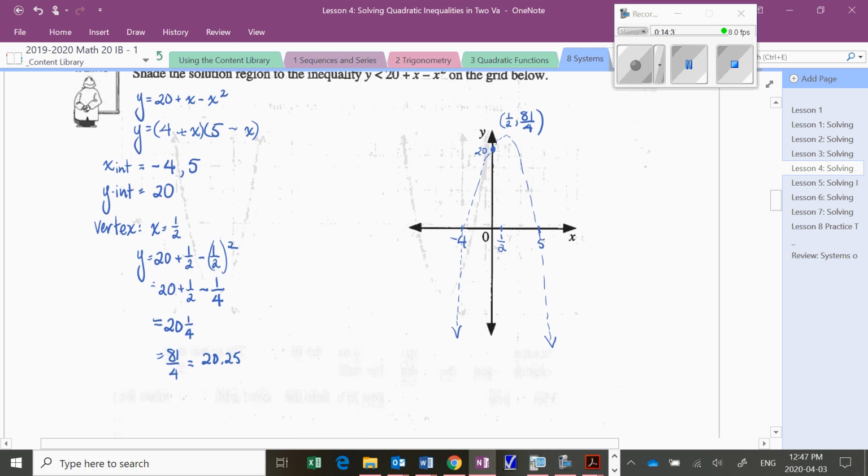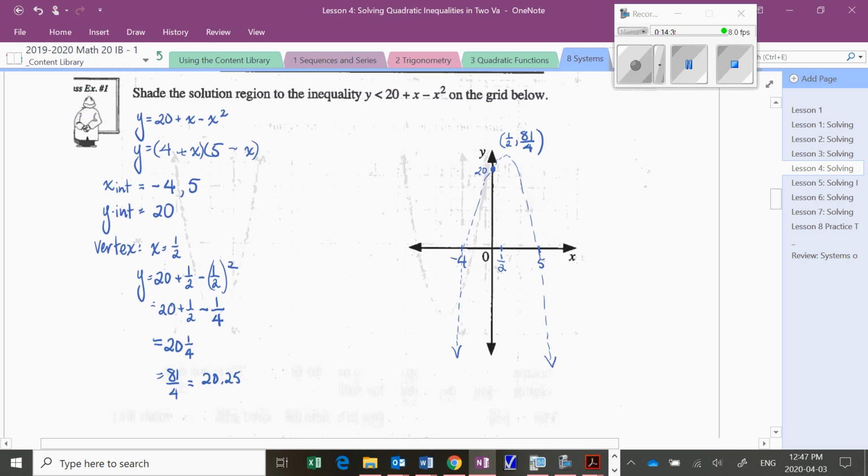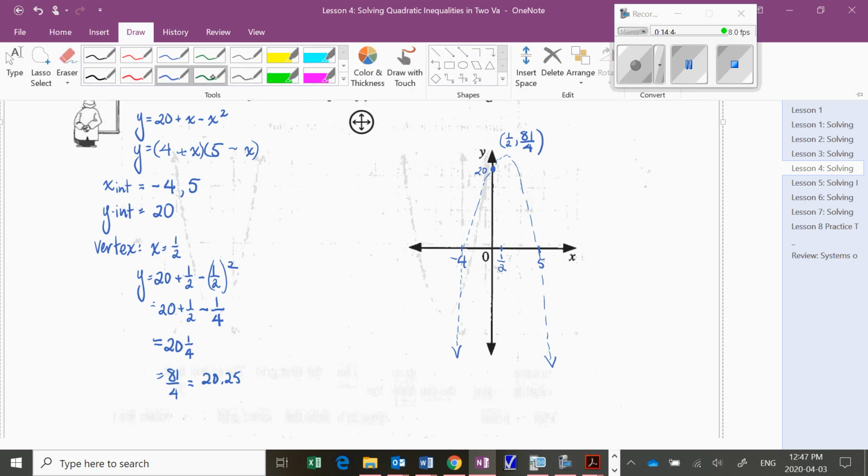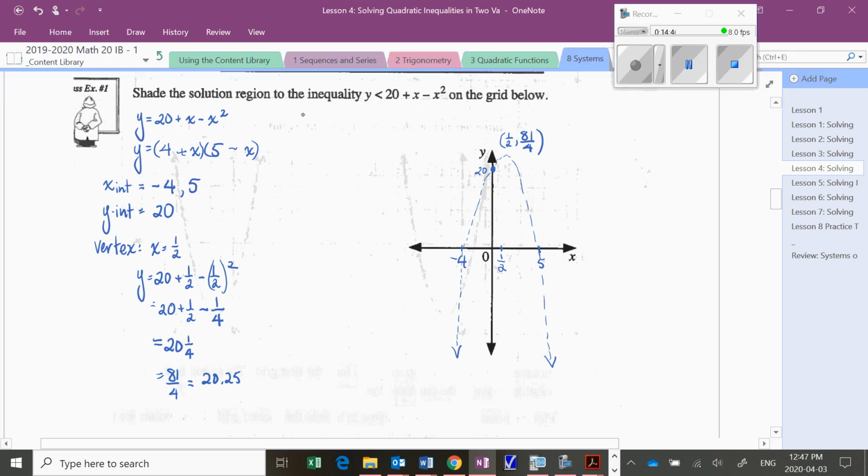Alternatively, we could also complete the square. So let's just find some space to do that, and I'll change the color for us. So let's start. If we've got y is equal to, and I'm just going to rearrange it so that it is negative x squared plus x plus 20.